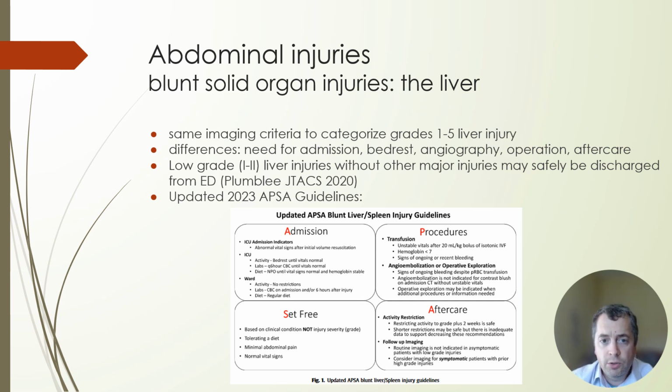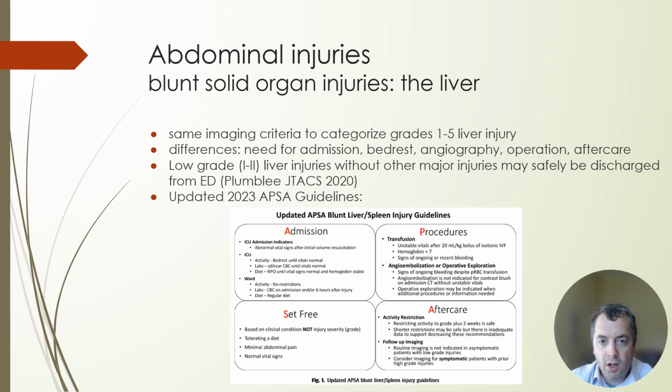Low-grade solid organ injuries, liver and kidney, may be safely discharged from the ED, depending on whether your institution will allow that. And then we have some updated 2023 guidelines that were presented to APSA regarding blood, liver, and spleen injuries. Those became a much more liberal strategy with reduced ICU admissions, reduced activity restrictions, reduced diet restrictions, and following more the clinical status of the patient, basing tests or admissions on that rather than the grade of the injury itself.